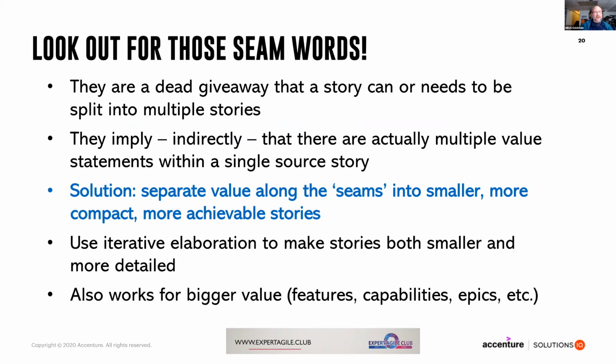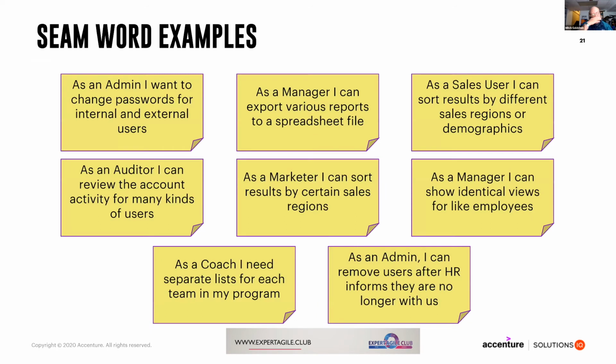Seam words are a dead giveaway that a story can or needs to be split, and they imply that there are actually multiple value statements within a single one. So we look for the seams and we split on the seams into more achievable stories. We use an iterative elaboration, which we'll go through to do that. It also works, although a little differently, for bigger value like features, capabilities, epics, and so on. But here's how the seam words basically work.